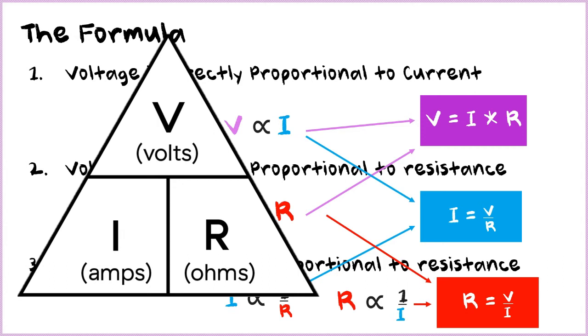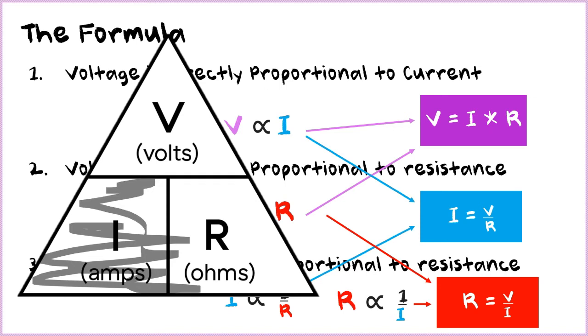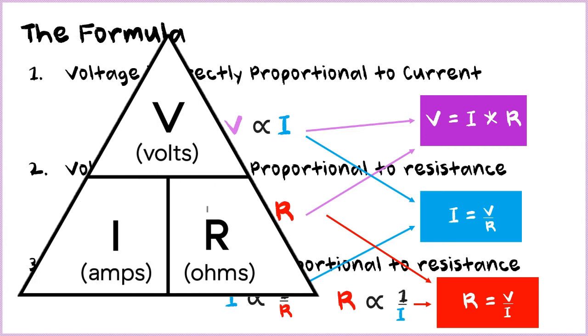Okay? So if you are looking for the voltage, we just cover the volts, and we could have a formula of I times R. And if we're looking for current, we just erase current and we could have the formula V divided by R. Okay? And if we are looking for the resistance, we would just cover the resistance R and we could have voltage divided by the current. So never forget the Ohm's triangle.